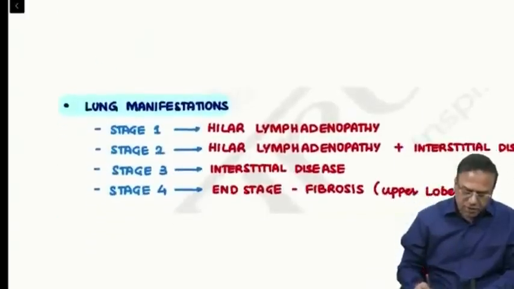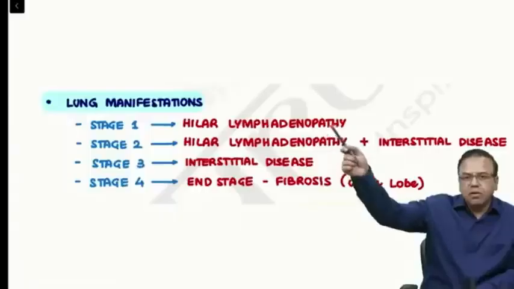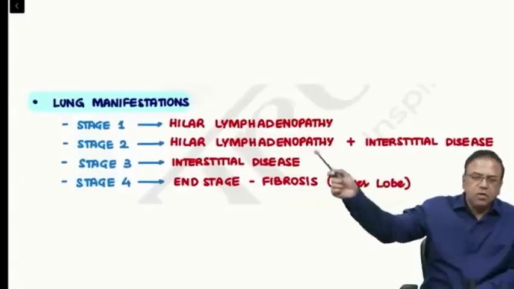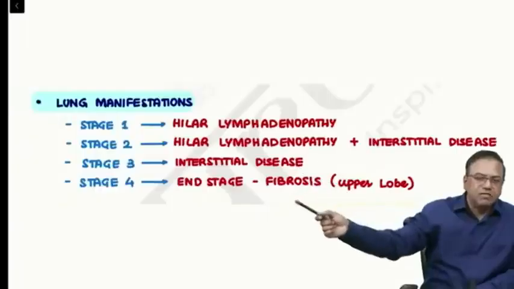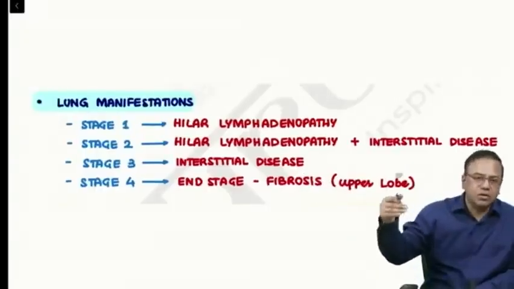So the treatment is mainly steroid and immunosuppressive, but look at the lung involvement. Only lymph node is stage 1, lymph node plus interstitial disease is stage 2, only parenchymal problem is stage 3, and if fibrosis is there, that is stage 4. This is how we classify sarcoid based on the X-ray.